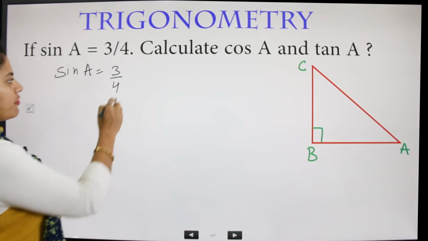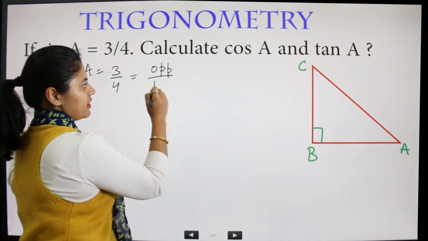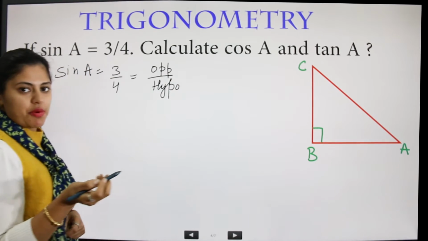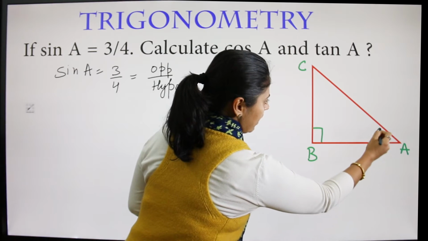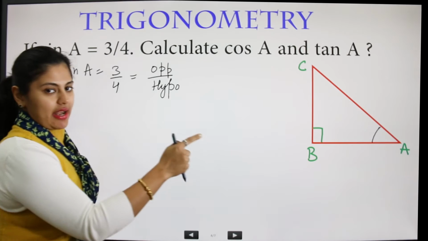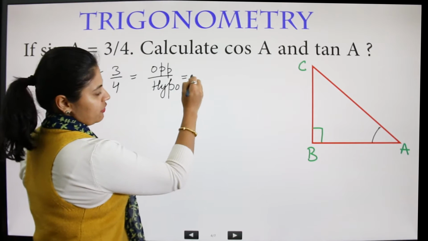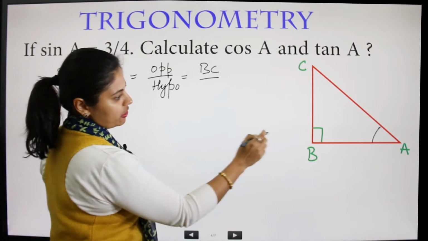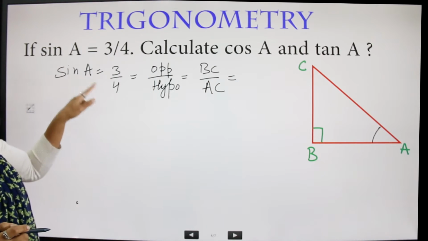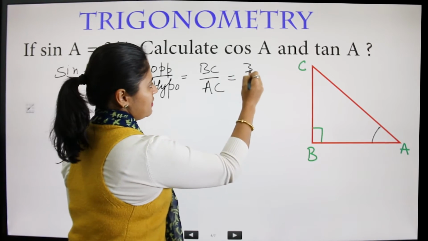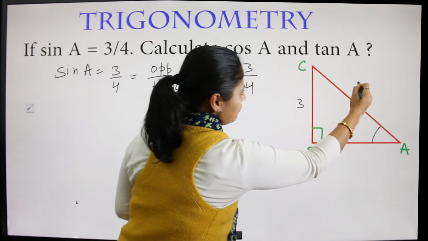So sin A is given as 3 by 4, and I already know that sin A is equal to opposite divided by the hypotenuse side. Opposite is also called the perpendicular. So opposite is 3. If I talk about angle A, I am talking about this angle, and the opposite side is BC. And hypotenuse will be the longest side, which is AC. So 3 by 4 means 3 is this and 4 is this. So you can write 3 here, and similarly AC is 4.